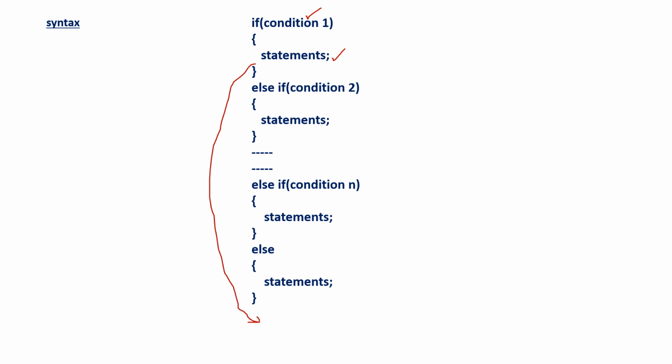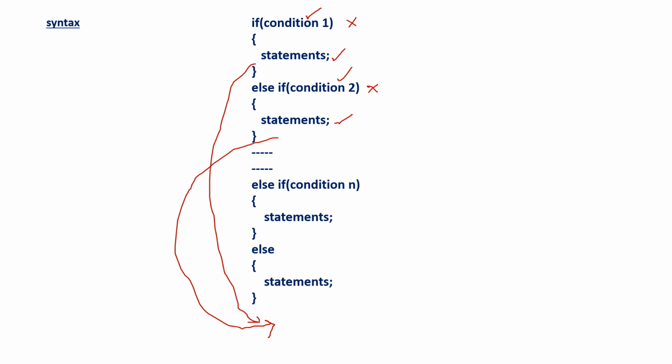And the second one: assume that condition 1 is false, so the second condition is checked. Now assume that the second condition is true. Then its related statements are executed and then control comes out of the entire else if ladder statement and the remaining statements are executed. Now assume that the second condition is also false. That means the first condition is false, the second condition is false, then control goes for checking the third condition. Likewise, it goes for n conditions.